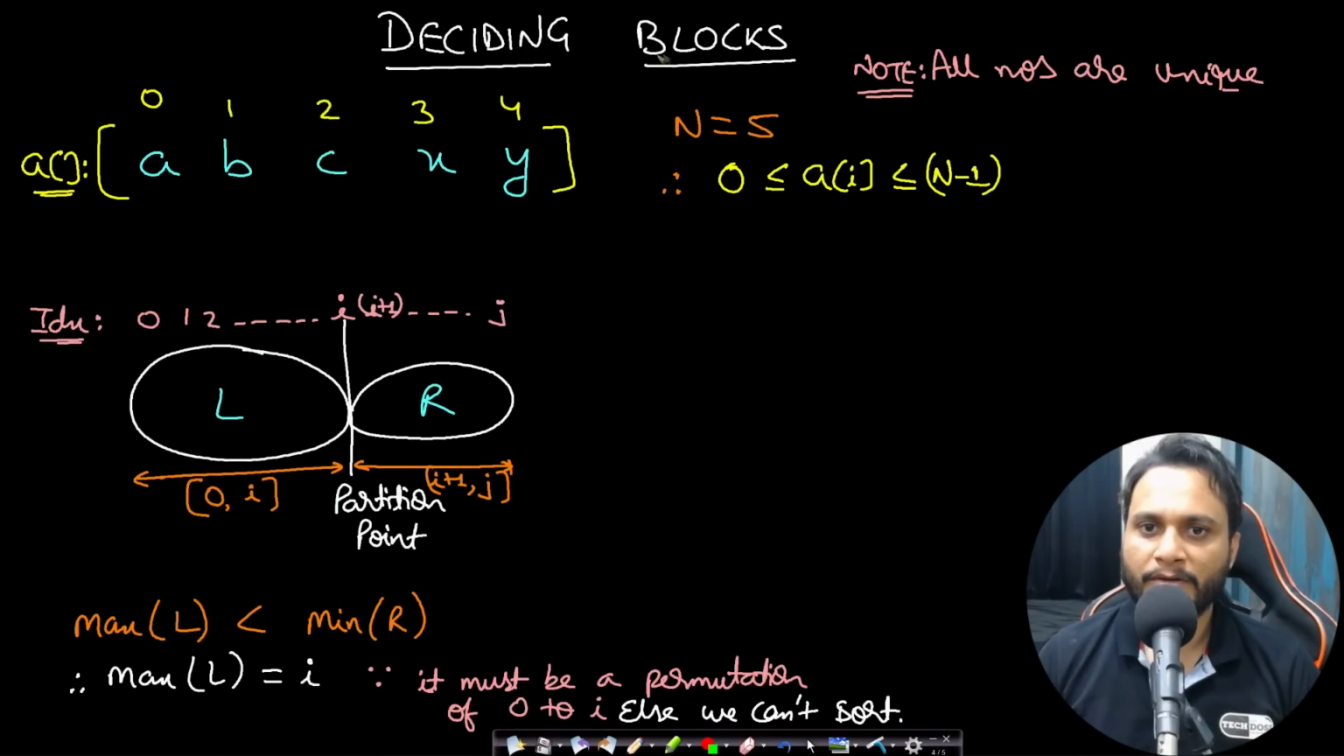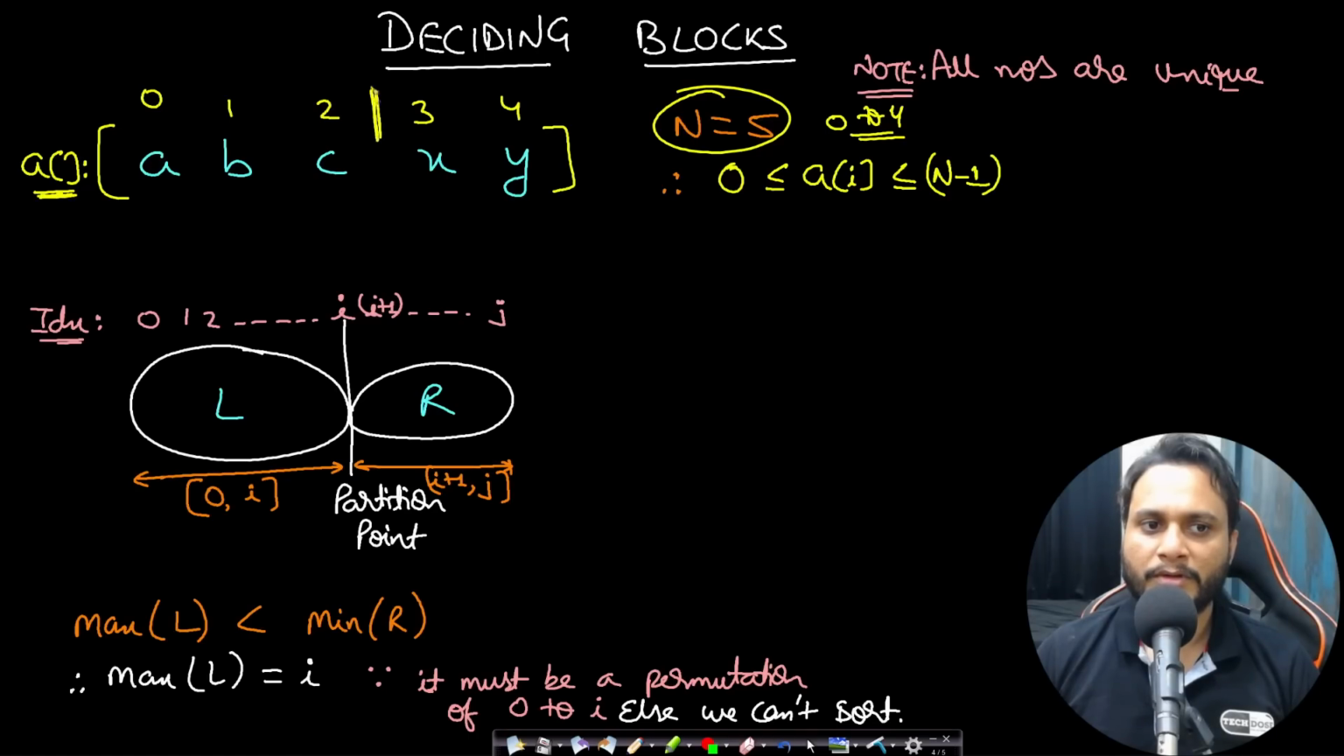Now, how do you decide what will be the partition point in a general case scenario? So let's say that the array is given with a, b, c, x, y. I don't know the numbers, but you know that all these, since the n value is 5, will be in the range of 0 to 4. You already know that, right?